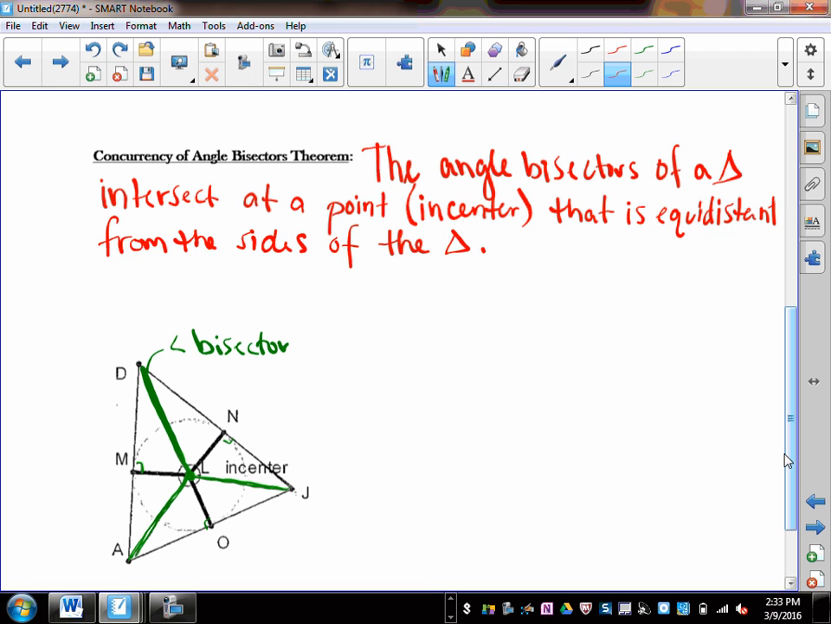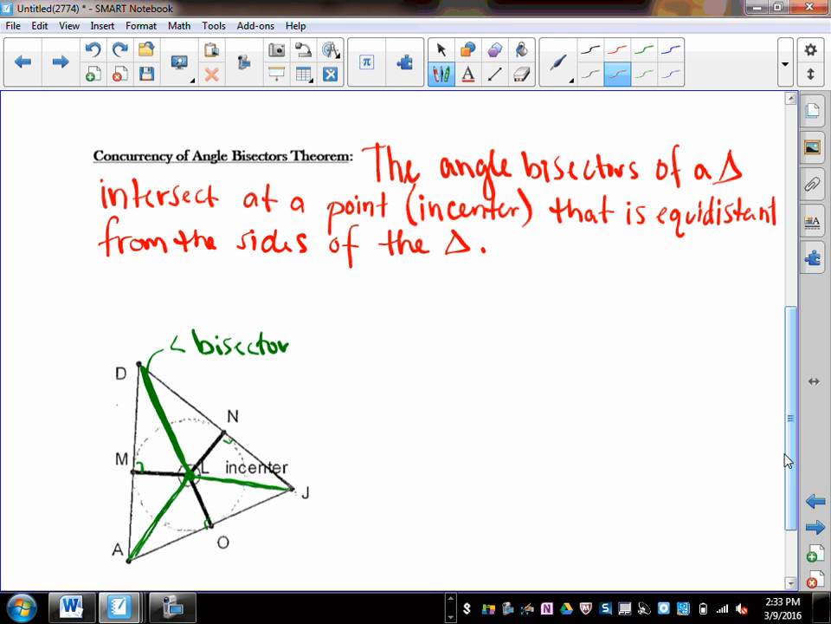I do want to again clarify that in-center and circumcenter aren't necessarily the same thing. For an equilateral triangle, I'm pretty certain they do end up being the same thing. I feel like it's easier to see in this picture over here that they're not necessarily the same point.